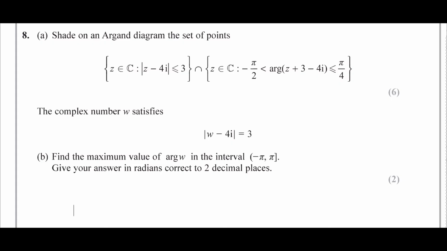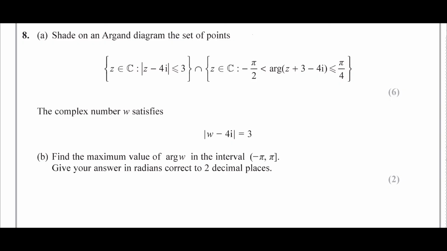Question number 8. For part A, we have to shade on an Argand diagram the set of points where, for a set of complex numbers, the mod of z minus 4i is less than or equal to 3, and for a set of complex numbers, the argument of z plus 3 minus 4i is greater than minus pi over 2, but less than or equal to pi over 4.